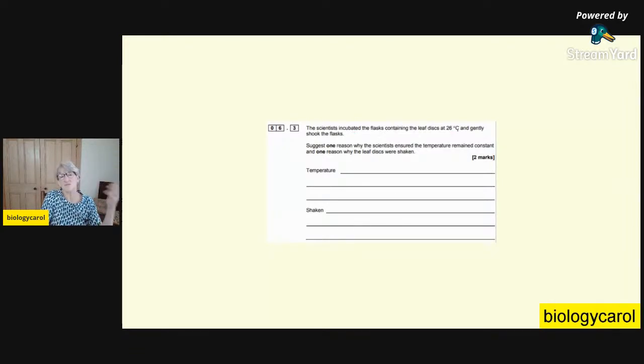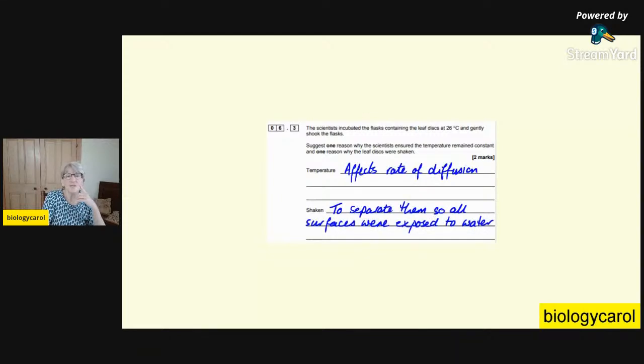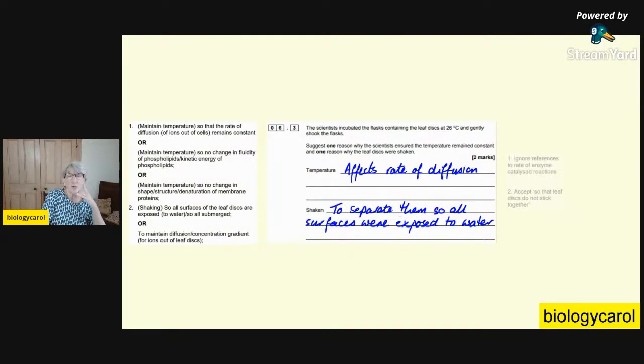Scientists incubated the flask containing the leaf discs at 26 degrees and gently shook the flask. Why? Suggest a reason and explain it. In other words, give the biological reasoning behind your suggestion. Oh, sorry, no, it doesn't say explain it. It just says suggest. Sorry, my misread. So temperature, because temperature affects the rate of diffusion, and they're shaken to make sure that none of them stick together, and that they are all separated so that the water is in touch with every side. So I got mark point 1 and mark point 2.